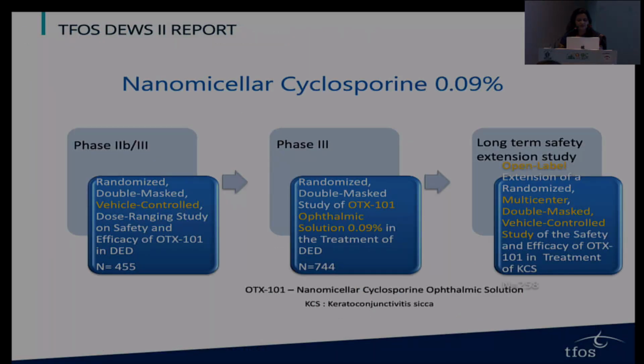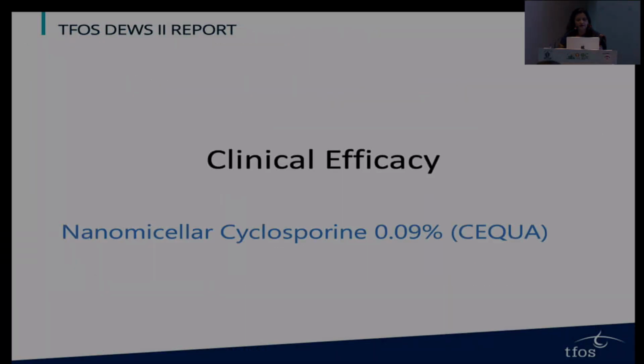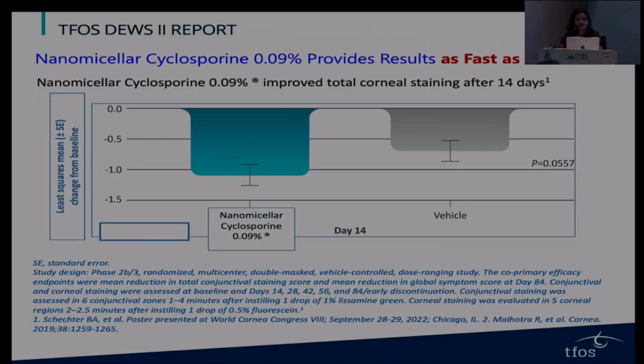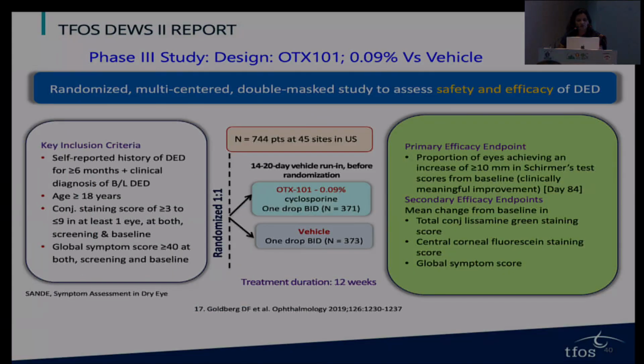There are various phase studies which have also been done. This is a phase 2B, phase 3 study design where Cequa versus vehicle versus the 0.05% cyclosporine were compared, and it was found that this provides action as fast as 2 weeks, and Cequa improved the total corneal staining after 14 days.